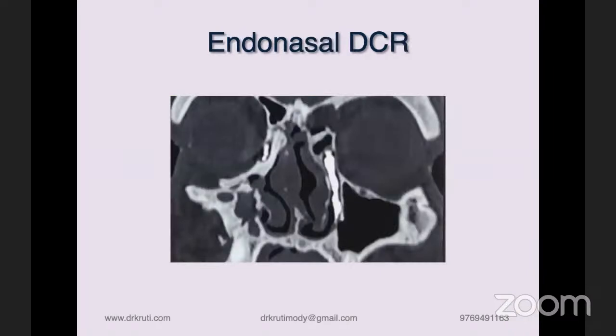Okay. Endonasal DCR, if you're planning an endonasal DCR, a pre-op CT scan is important to see the bony anatomy. This is a DCG. You are seeing the dye in the sac. This is a CT scan, so the right side will be your left. That is where you're seeing the dye is not coming all the way down, there's obstruction, whereas on the left, you can see the dye coming down freely.